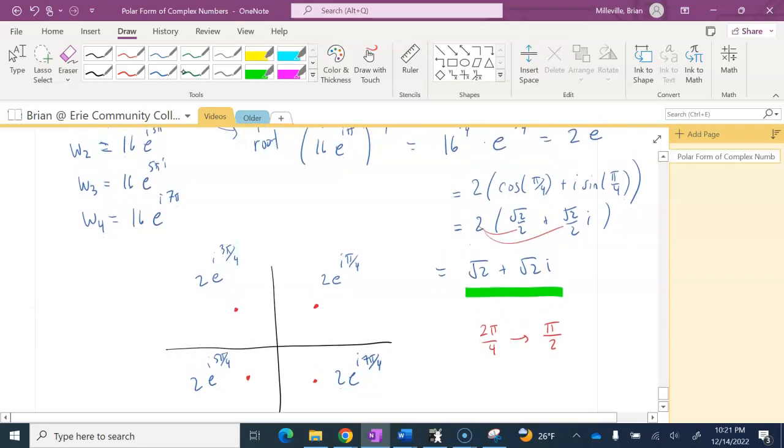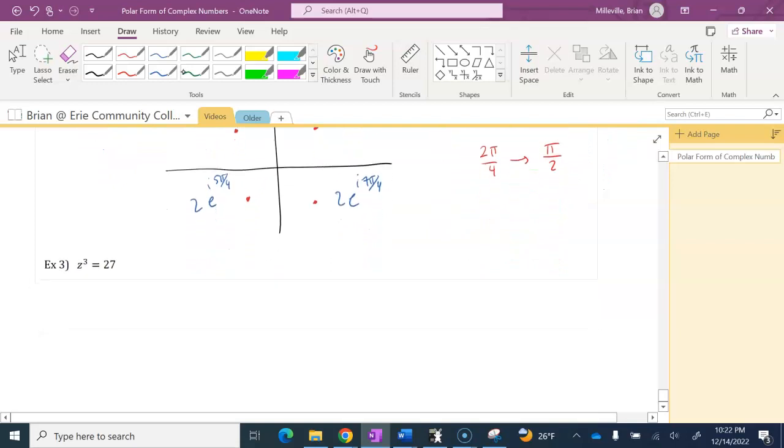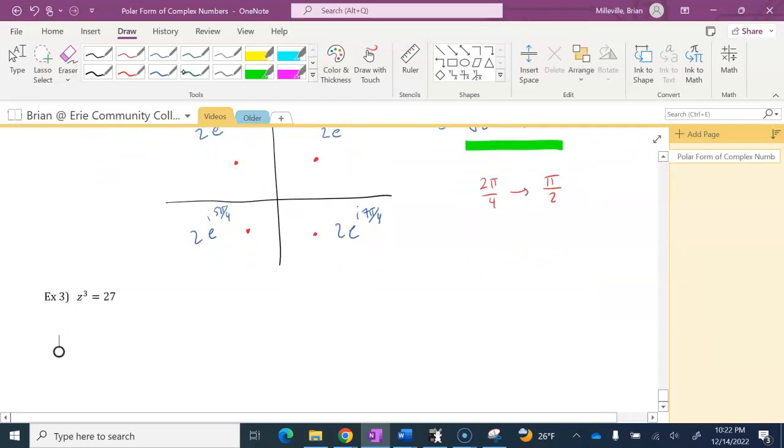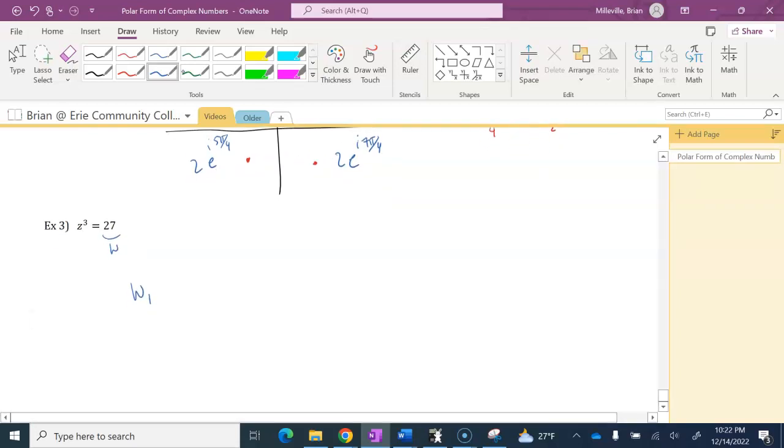We're going to do one more example in this video, which is finding all the cube roots of a certain equation. That equation is z to the third power equals 27. We're going to do the exact same thing we've done before. 27 is a real number, so we think of this right side as being w. There's going to be 3 cube roots of 27. The first one we get by taking the cube root of 27 for the radial length, and then the angle on the positive x-axis is going to be 0.